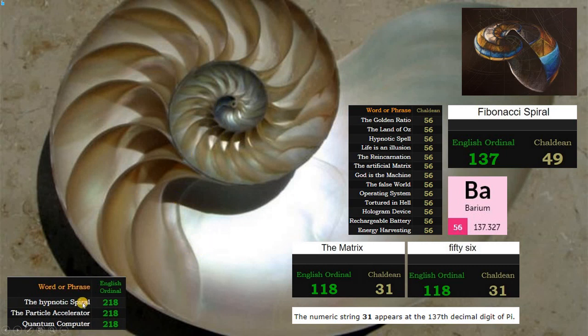So the hypnotic spiral is 218 in English ordinal, matching the particle accelerator and quantum computer. And this is what I've shown in my second video about Deus Machina, that it is all linked to the particle accelerator that is working also as a quantum computer.